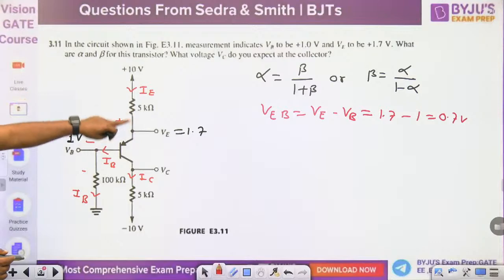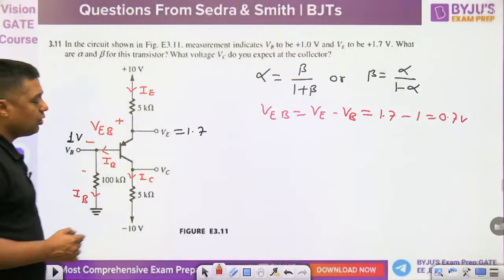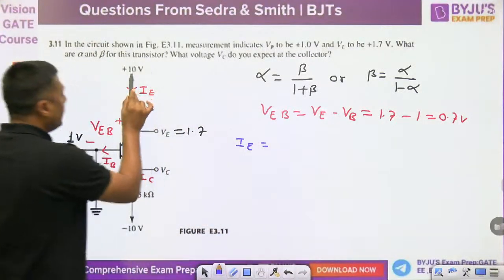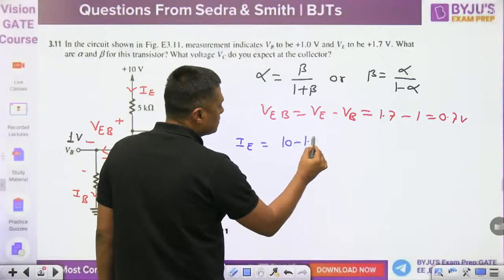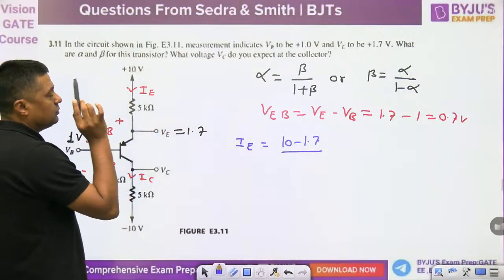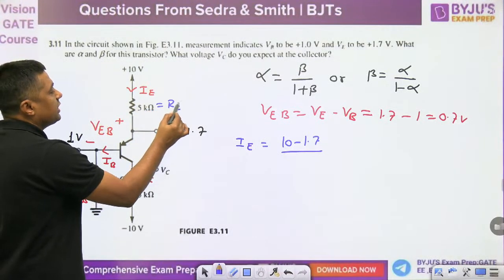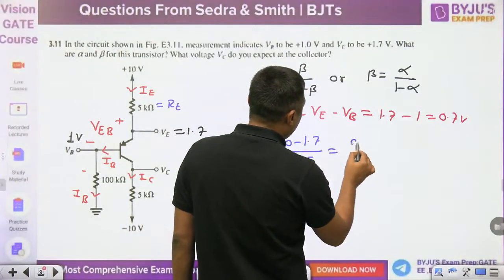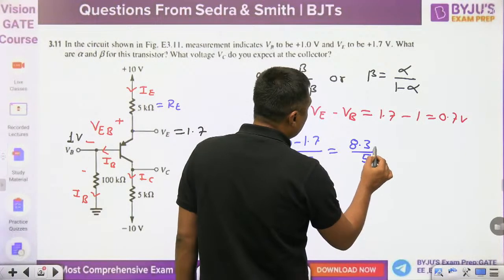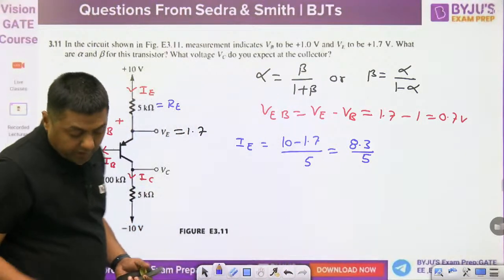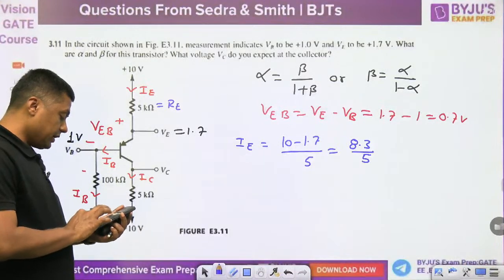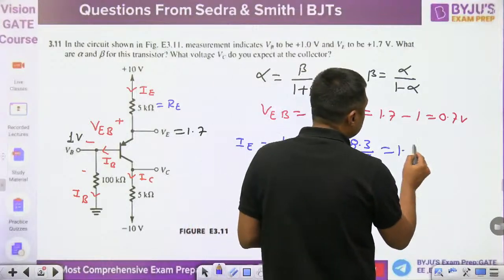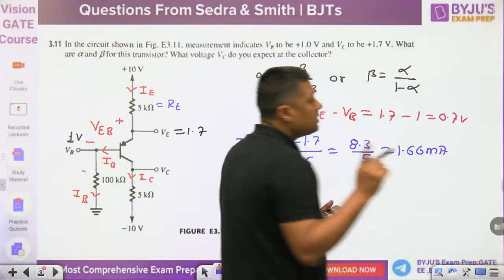And you can also find the emitter current: 10 minus 1.7 upon 5 kilo ohm. This is the RE, because it is connected to the emitter terminal, that's why it is called RE. That is 5 kilo ohm. It means you have 8.3 divided by 5 kilo, in milliampere. 8.3 divided by 5 is 1.66 milliampere. This is the value of emitter current.